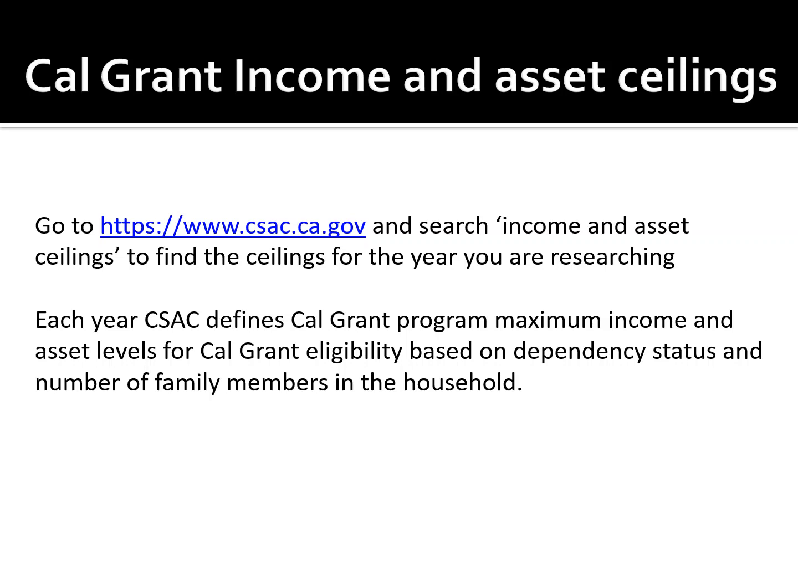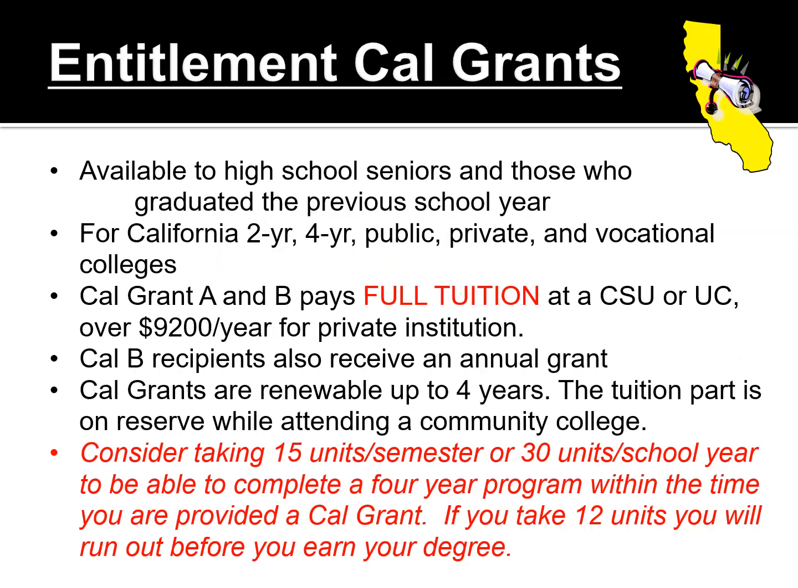So here is a link to the Cal Grant income and assets. We spoke about the importance that it has in the eligibility with a Cal Grant A or B. So here, if you go to the CSAC website and look up income and assets, you could find those asset ceilings, and then depending on each family's income, you could take a look and see where you would fall in.